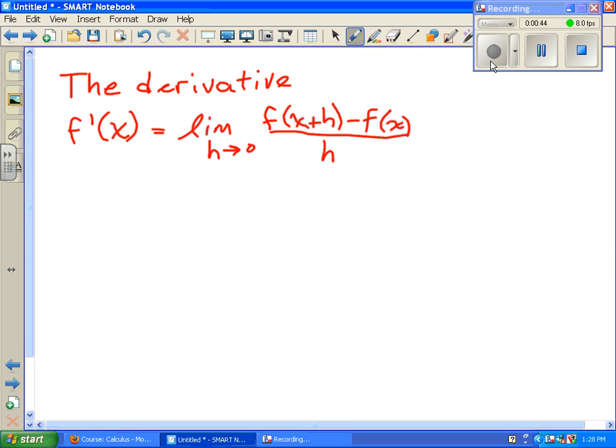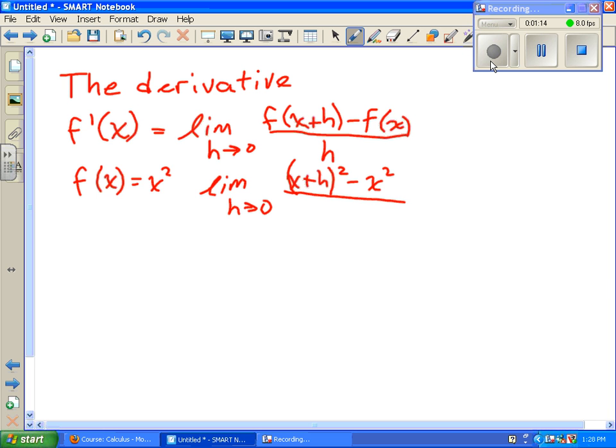Now let's take an example. We're going to calculate a simple example. F of x equals x squared. Well, in this case, we have the limit as h goes to 0 of f of x plus h, which is x plus h quantity squared, minus x squared. F of x is just x squared, and that's divided by h.